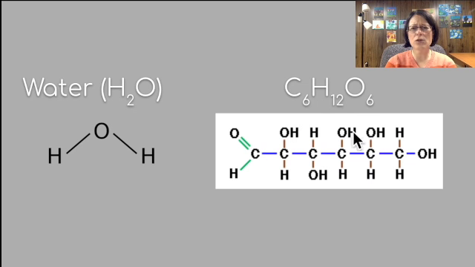And here is what glucose looks like. This long chain of carbons in the middle with oxygens and hydrogens attached to it in a certain arrangement. If they were arranged differently, it would be a different molecule.